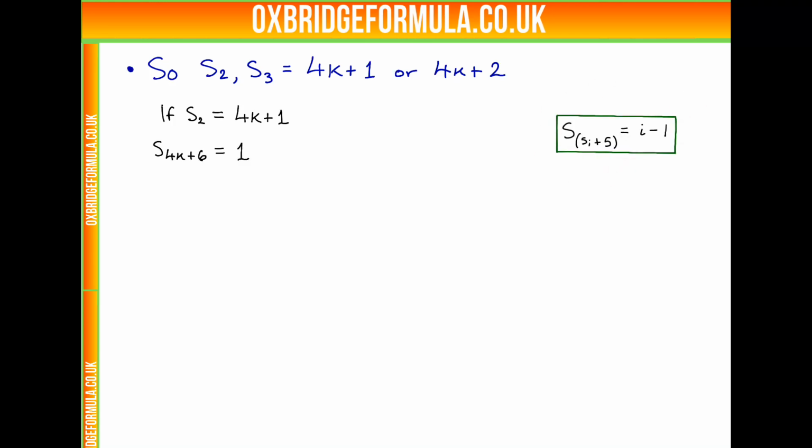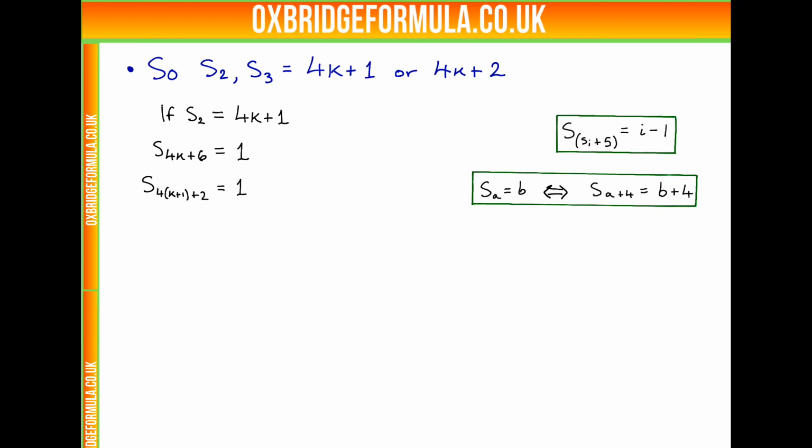Applying our rule, we get that S4k plus 6 is equal to 1. What can you see about the number 4k plus 6 that's helpful to us? It's actually a multiple of 4 greater than 2. And remember, we know about this. So we can rewrite it as 4 lots of k plus 1 plus 2. The reason we wanted to do this is because of the fact we deduced last time about adding 4 or subtracting 4 from both the index and the right-hand side.